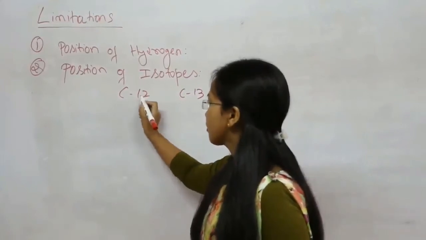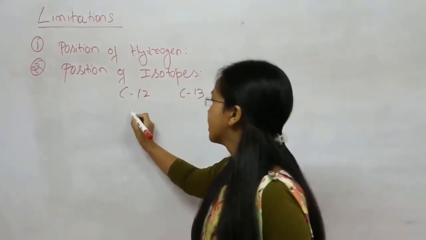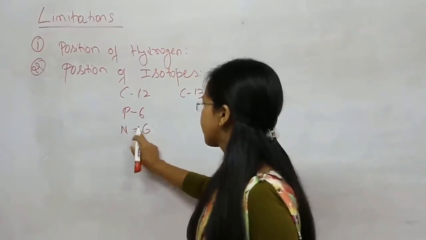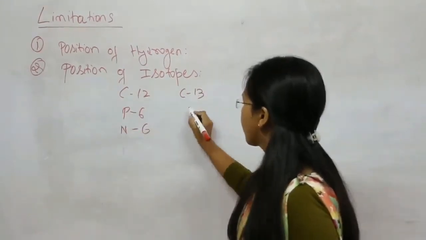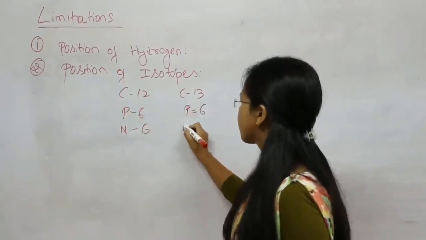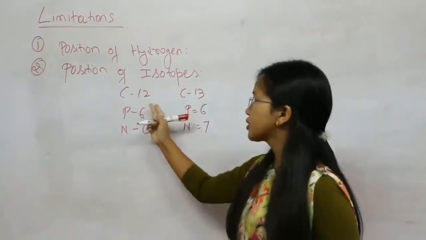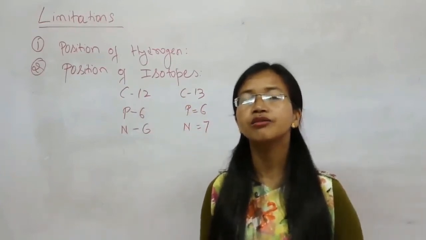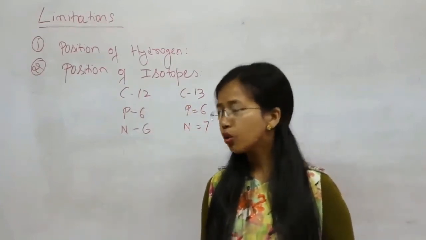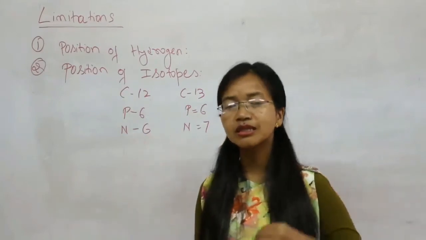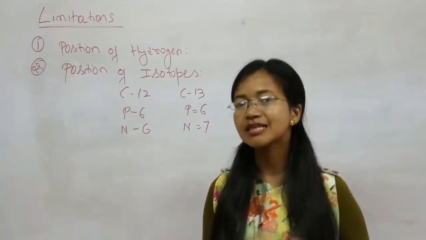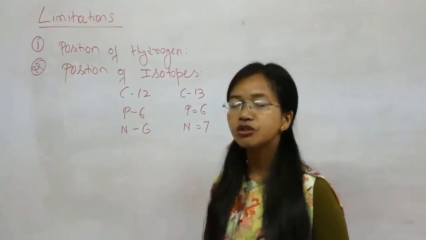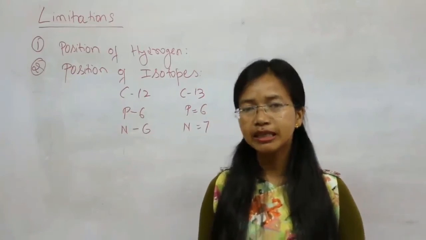Here the atomic mass of carbon 12 is 12, which has 6 protons and 6 neutrons. And this one has 6 protons and 7 neutrons. These two isotopes actually have the same chemical properties, but they have different atomic masses. So to fit these isotopes in the Mendeleev periodic table was a great challenge for him. So this is another limitation of the Mendeleev periodic table.